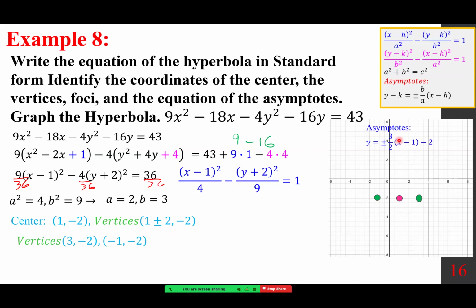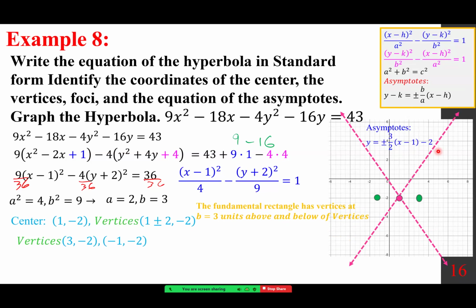Asymptotes: y plus 2 is equal to plus or minus b over a, 3 over 2, times x minus h, x minus 1. Remember, this is y minus k, which was y plus 2. So we have y plus 2 moves to the other side, becomes negative. That's the equation. And again, I'm going to leave it for you to simplify it. There are two equations here, class. And so those are the two lines.